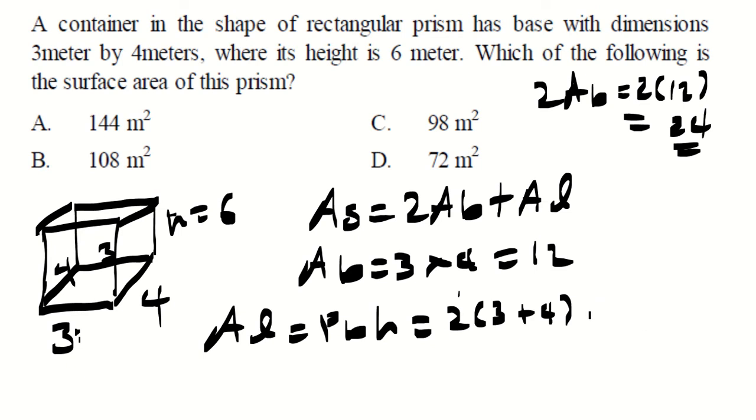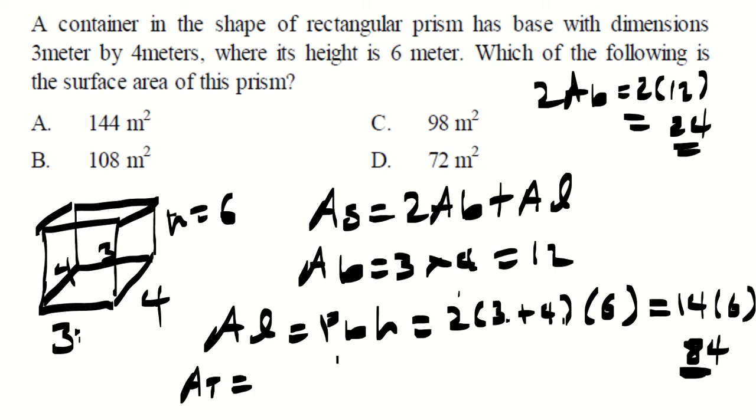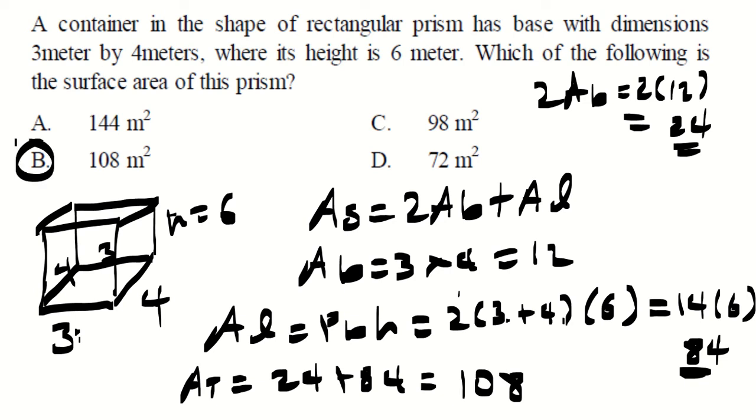Then multiply by the height. The height is 6. So this is 14 times 6. 6 times 4 is 24, you carry 2, and 6 times 1 is 6, plus 2 is 8, so 84. Therefore the total surface area will be 24 plus 84. We add them all, 108. So the answer is B.